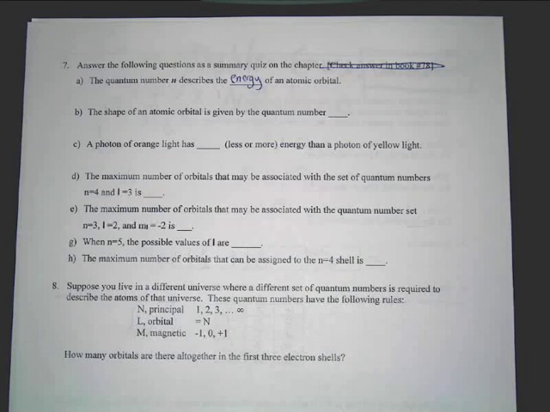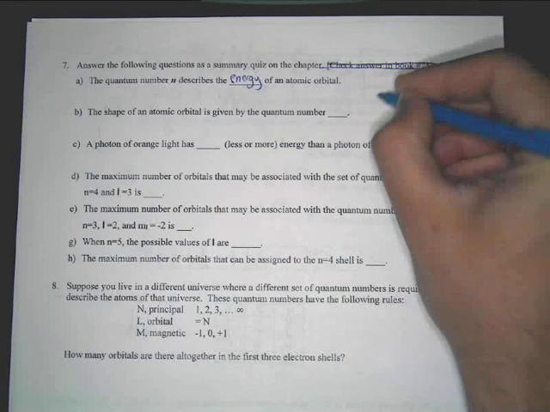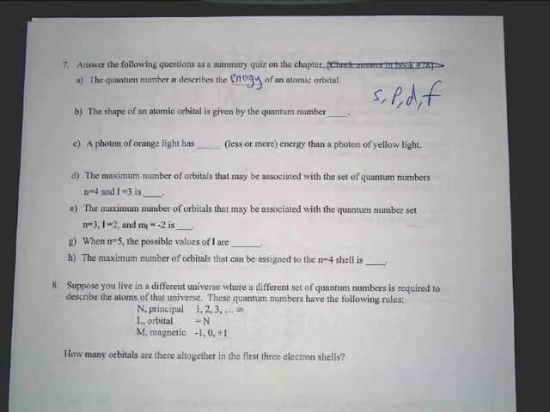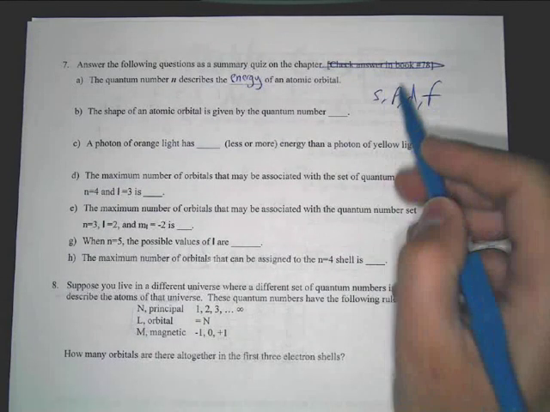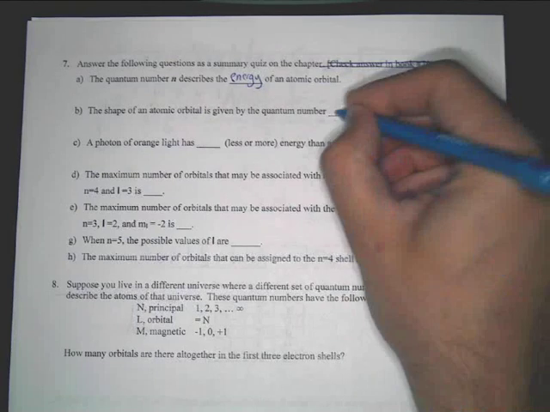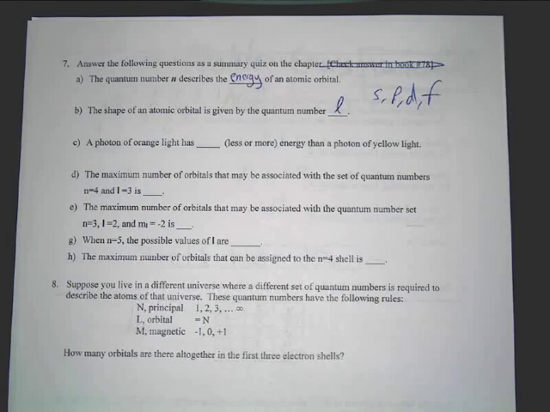The shape of an atomic orbital. This is one you got to think about. Remember, we said that the S, the P, the D, and the F all have different shapes. The only two you have to remember being the S is a sphere and the P is a dumbbell shape. Those are the only two you have to remember, but F and D also have other shapes. Which quantum number tells us which one of these it is? Someone said it. L. Yes. Because if l's 1, it's a P. If l's 0, it's an S. It tells you the shape.